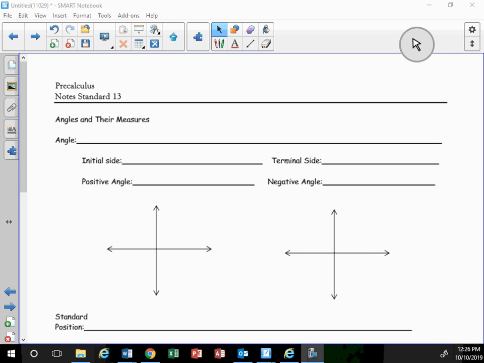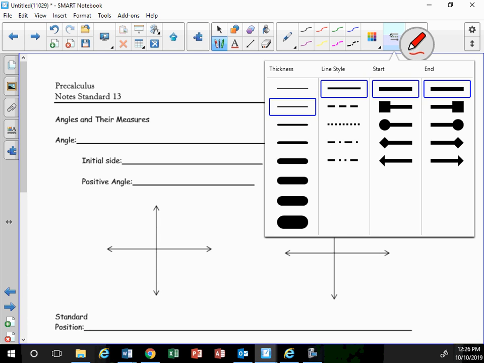Standard 13, we're moving on from the stuff that you know from geometry to some new things for you, a few new terms. The first one is not new, though. I think you guys know what an angle is. So I'm going to write the actual definition.